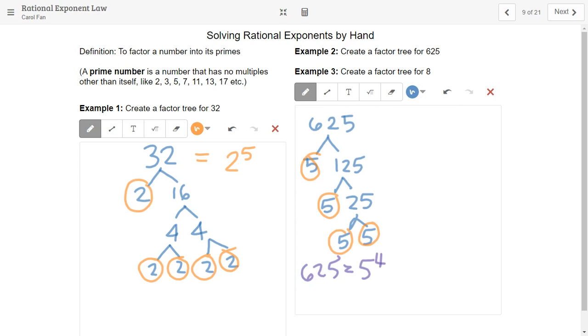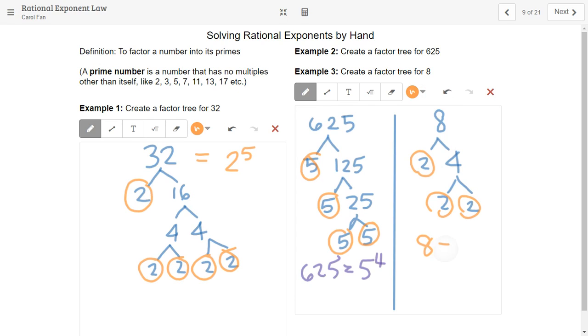Okay, part 3, or example 3. If I have the 8, 8 is simplified into 2 times 4, and 4 is 2 times 2. So 8 is equivalent to 2 to the power of 3. Now this will help us solve a lot of rational exponents because we've expressed it as powers with smaller bases.